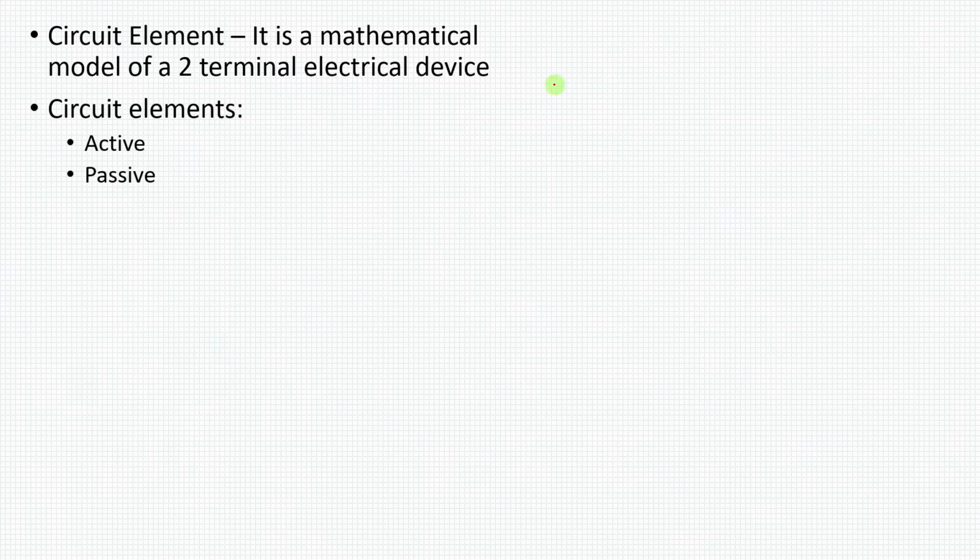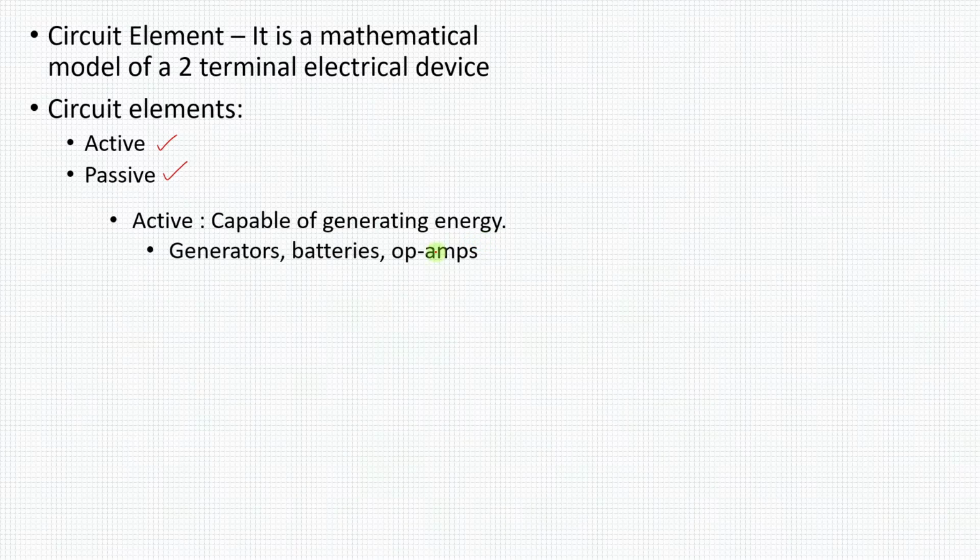Now, circuit elements can be divided into two parts. One is active element and another is passive element. Now, what is an active element? An active element is such type of circuit element which is capable of generating energy. Examples are generators, batteries, and op-amps. This is something that will come in a later part of the course. So basically anything which can generate energy is called an active circuit element.